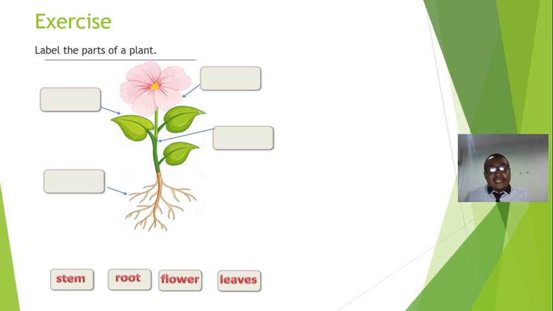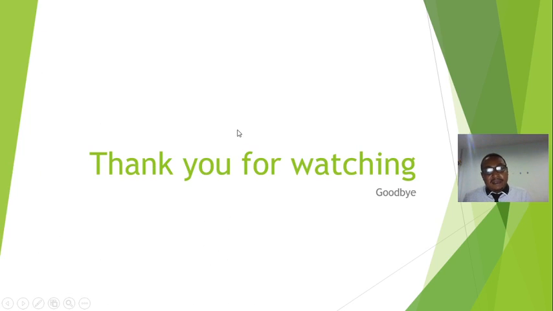Now, I'll give you a simple exercise, and the simple exercise is about labeling the parts of a plant. This is our plant. There are 4 major parts here: the stem, the root, the flower, and the leaves. I want us to label the different parts of the plant. For example, flower, we drag flower and drop it there.